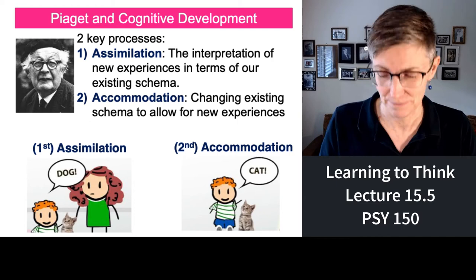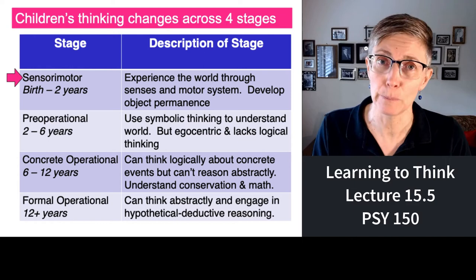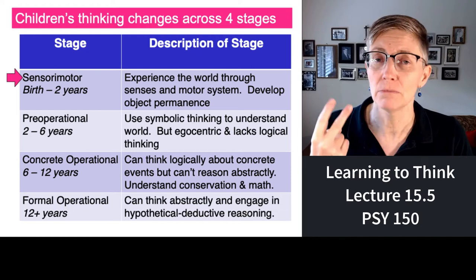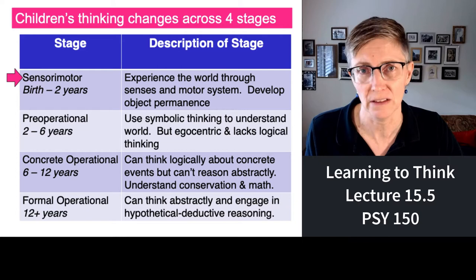Piaget is probably most famous, however, for his stages of cognitive development. The first is sensory motor, and that takes place from birth until about the age of 2. The second stage is pre-operational, from 2 to 6, concrete operational, from 6 to 12. And formal operational is from puberty onward. Basically, formal operational is when you think like an adult.